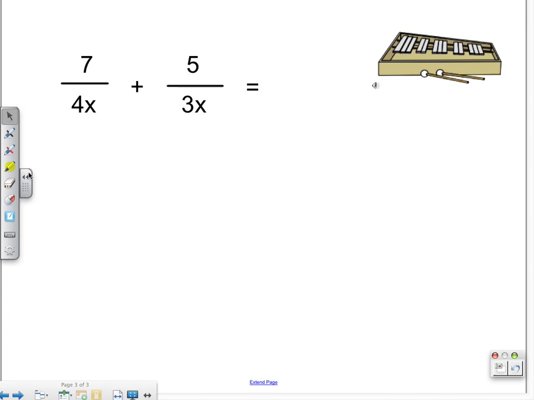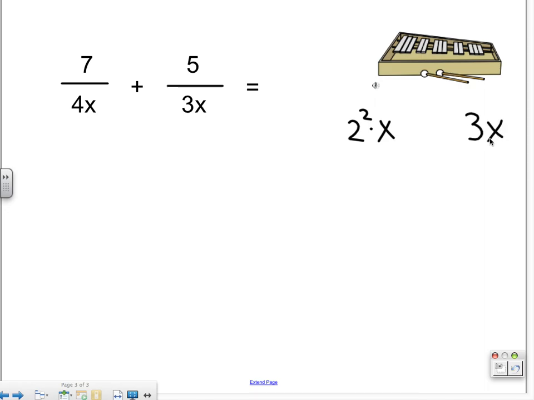Oh, isn't that lovely? Okay, so now we're going to go to 7 over 4x plus 5 over 3x. I want to think about what 4x and 3x have as an LCM. And I'm not really sure. So if you were to think about the prime factorized form of this, let's do it over here. 4x would be 2 squared times x. 3 is already prime, so it would just be 3x.